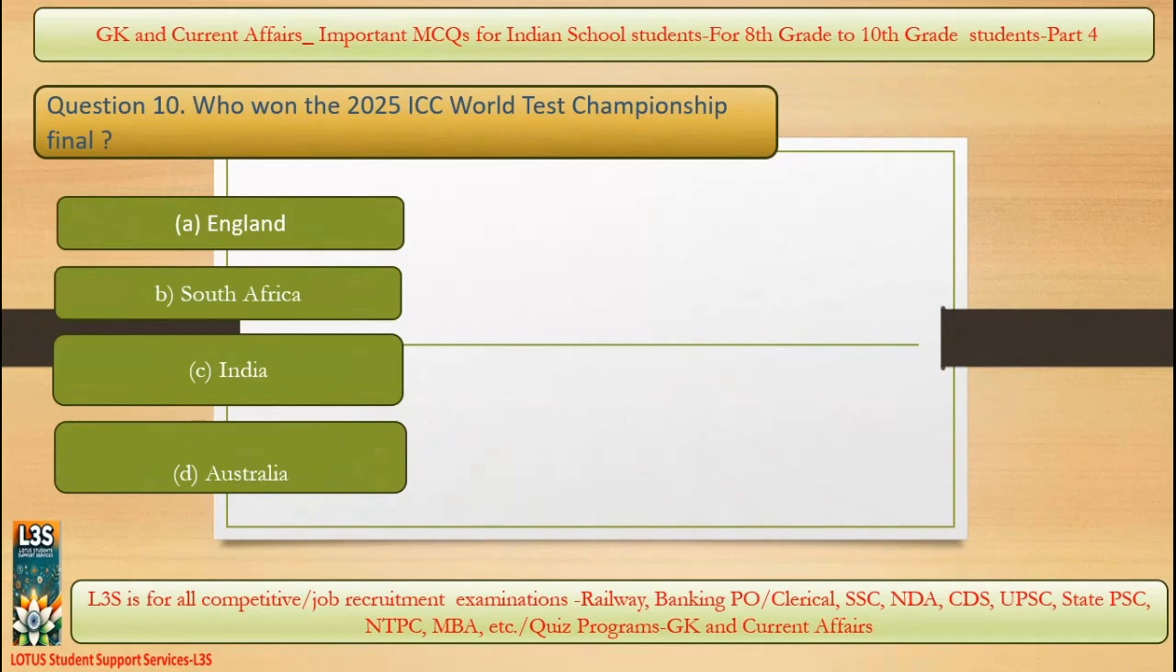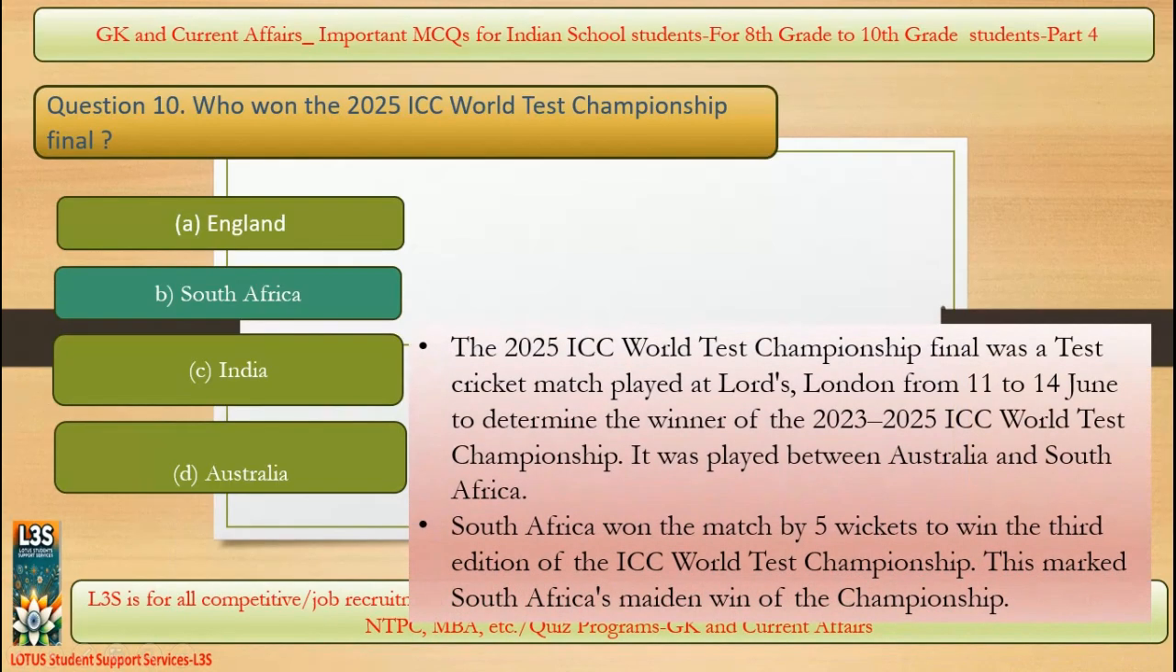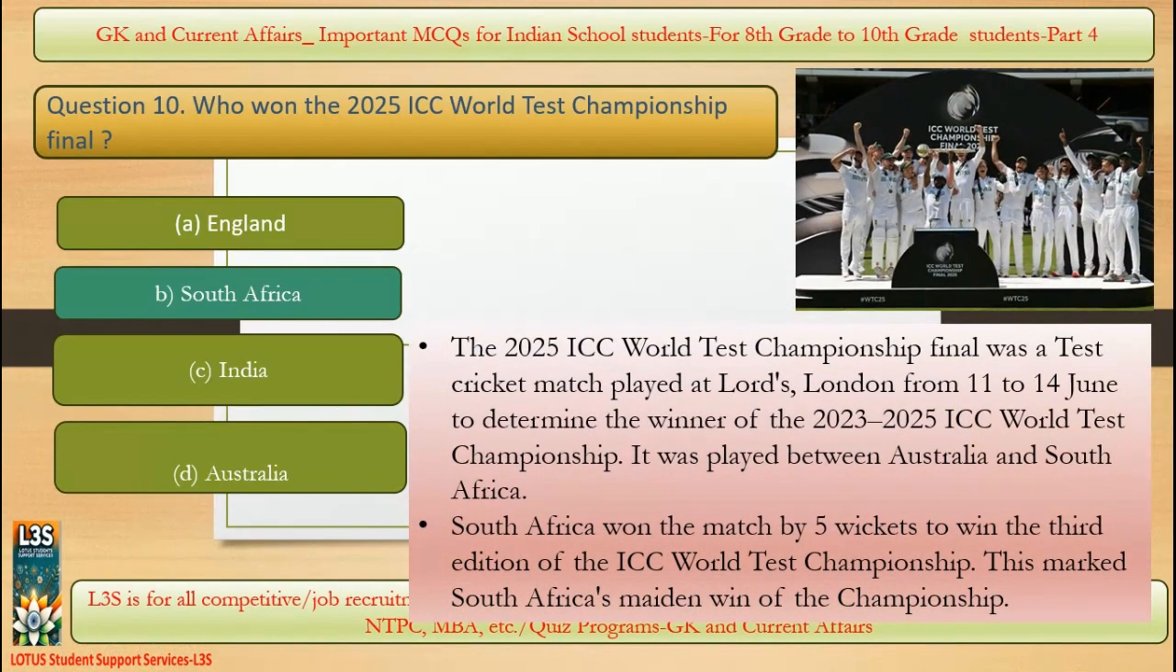Who won the 2025 ICC World Test Championship final? And correct answer here is B, South Africa. The 2025 ICC World Test Championship final was a Test cricket match played at Lord's, London from 11 to 14 June to determine the winner of the 2023-25 ICC World Test Championship. It was played between Australia and South Africa. South Africa won by 5 wickets to win the third edition of the ICC World Test Championship.